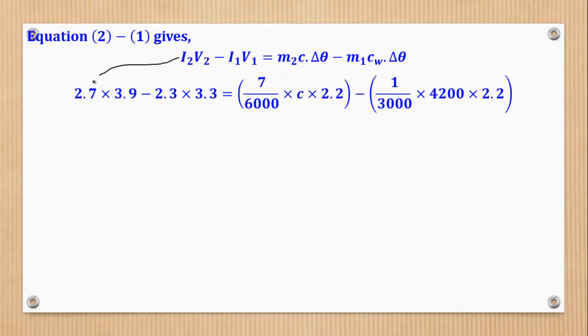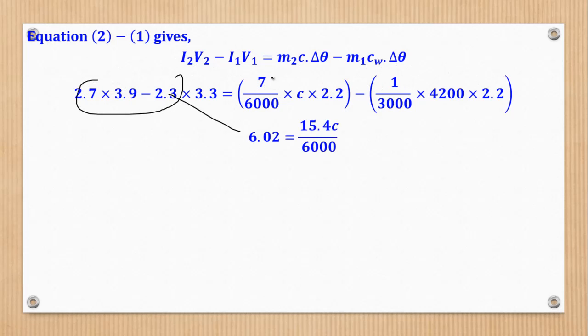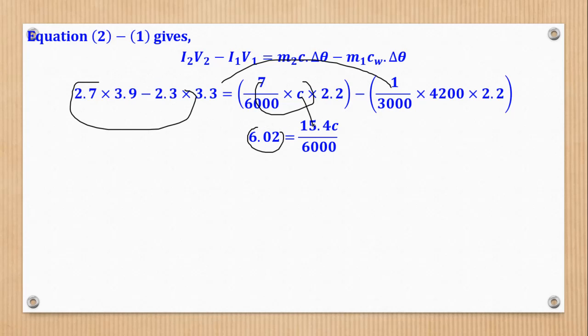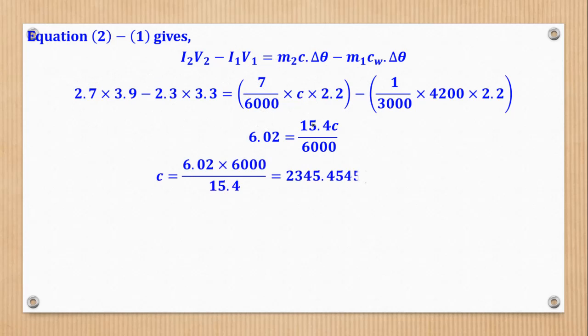Then you can substitute I2 V2, I1 V1, m2 change in temperature, m1 change in temperature, specific heat capacity of water. Then simplify. The whole of this gives this, then this one. Actually, the whole of this together with this, you come up with this, and this gives you this. Meaning that C will become that. And that's what they wanted.